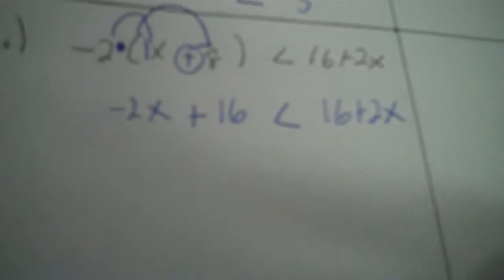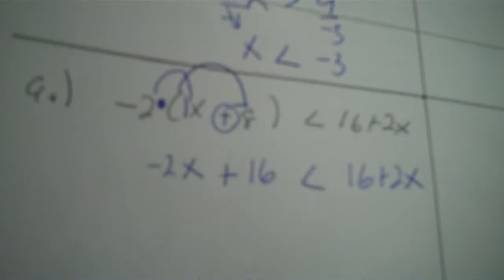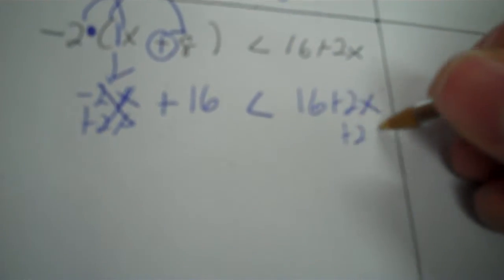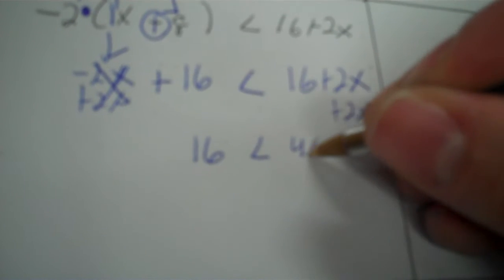Okay, now I have x's on opposite sides, just like I did up here. I'll take out the negative 2x this time. So I would take that out by adding 2x. So I have 16, and then I have 4x plus 16. Alright, so x is over here.